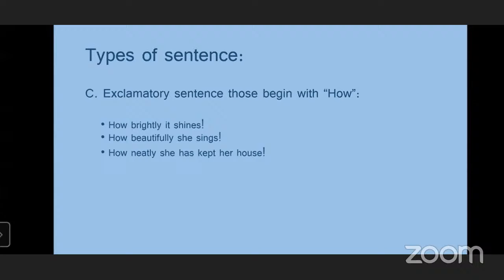How neatly she has kept her house. So you can use how in the beginning of the exclamatory sentence, and you can see an exclamation mark in this. Next slide.